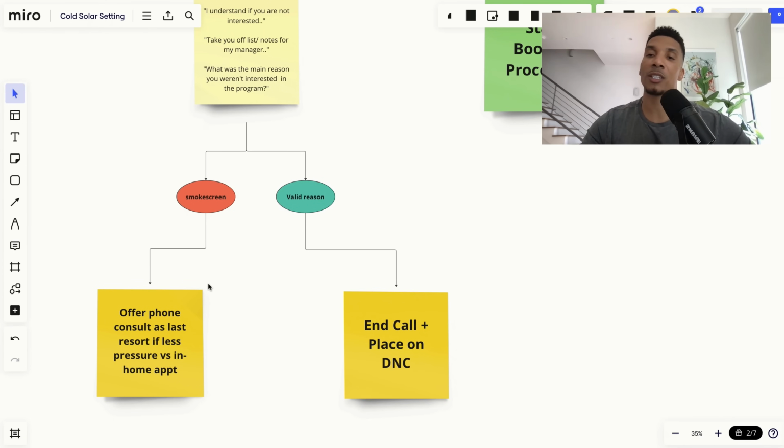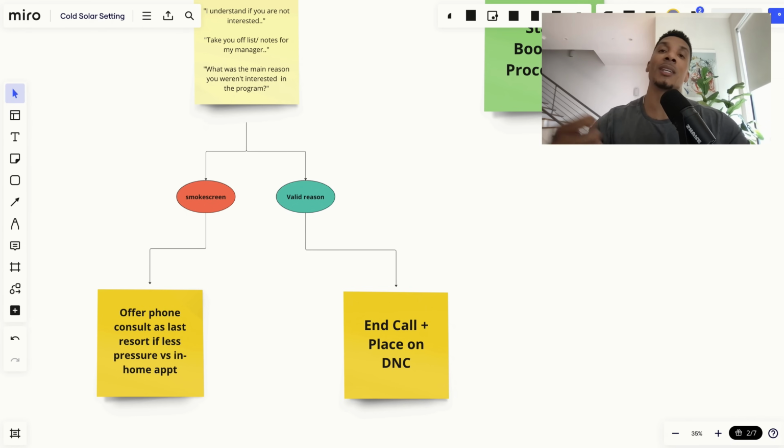If a smoke screen, we're just going to throw a last Hail Mary up there and offer a phone consultation. If you were calling with the intent of an in-home visit, say, you know what, I'll go ahead and take you off my list. But by the way, because you do have higher bills in this area and we do have the data of so many people getting really high rate hikes, you know what, Mr.